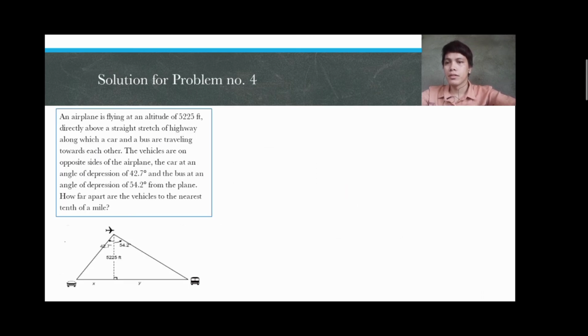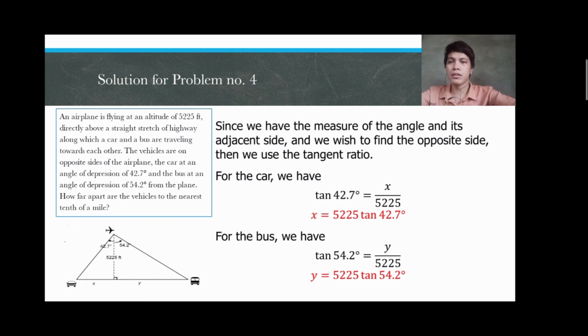For the solution, since we have the measure of the angle and its adjacent side, and we wish to find the opposite side, then we use the tangent ratio. First, for the car, we have tangent 42.7 degrees equals x over 5,225. Therefore, x is equal to 5,225 times tangent 42.7 degrees. For the bus, we have tangent 54.2 degrees equals y over 5,225. Therefore, y is equal to 5,225 times tangent 54.2 degrees.